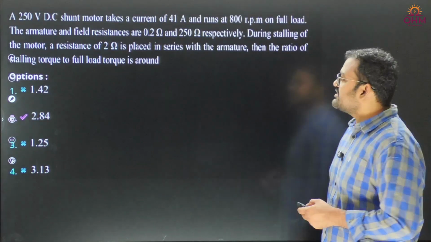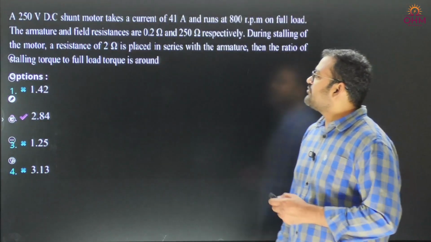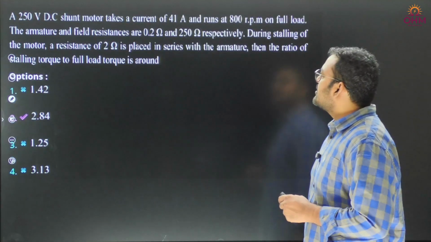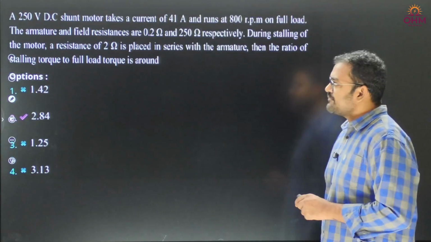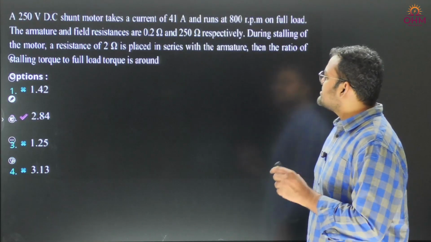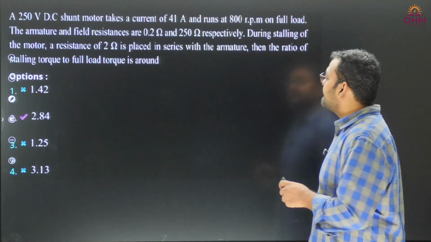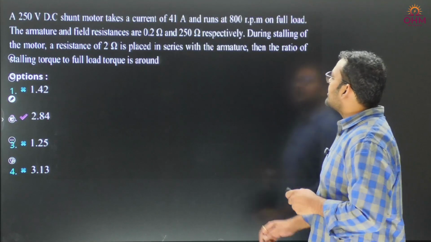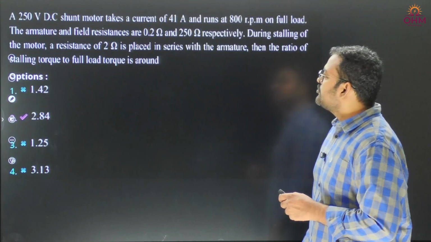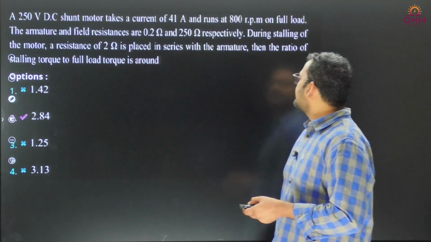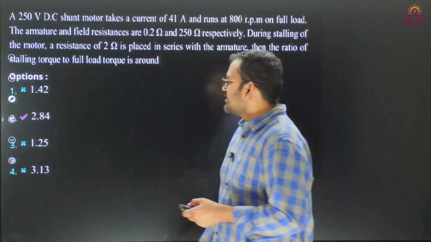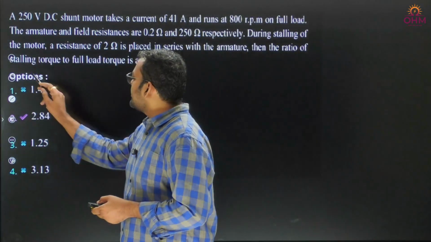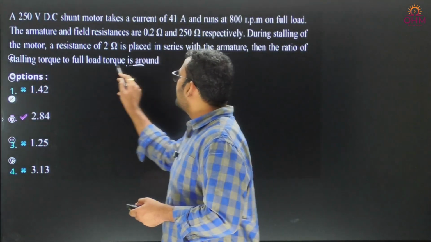This is a question from DC motors. A 250 volt DC shunt motor takes a current of 41 ampere and runs at 800 rpm on full load. The armature and field resistances are given as 0.2 ohm and 250 ohm respectively. During stalling of the motor, a resistance of 2 ohm is placed in series with the armature. Then what is the ratio between stalling torque to motoring torque? See, the question is about the ratio of stalling torque to motoring torque.